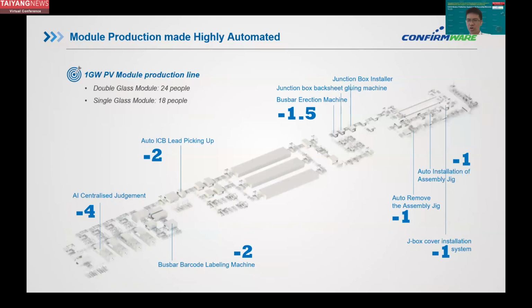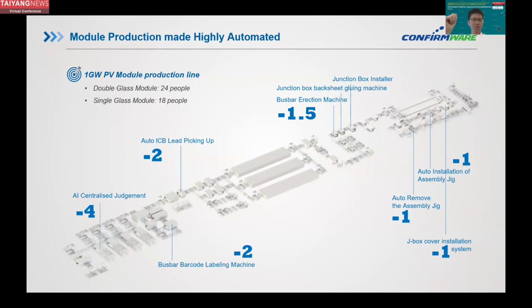We not only supply the stringers, but also supply the turnkey solution of PV module manufacturing line. With high automation, one line now only requires 24 people to make double glass modules and 18 people to make single glass modules. Why? Because we developed many automatic machines.